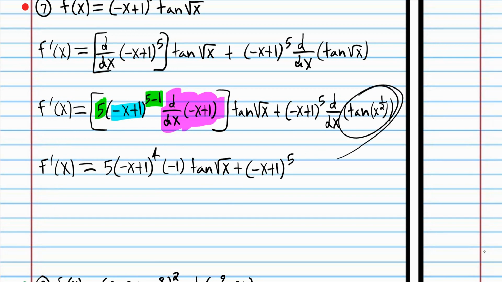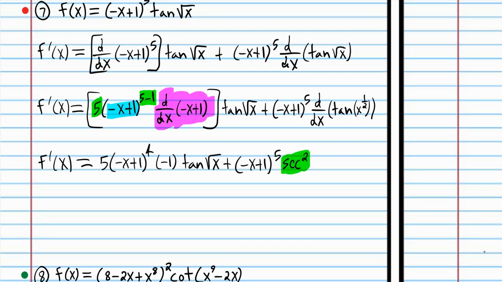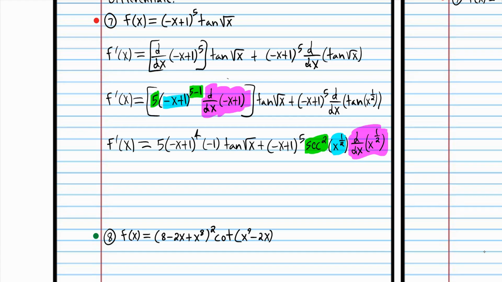So this is a function inside a function, so we have to use the chain rule. We're going to find the derivative of the outside function. The outside function is a tangent function. So the derivative of tangent is secant squared. That's step number 1. But step number 2 is to keep the inside function unchanged. And then step number 3 is to multiply all that by the derivative of the inside function. So again, we had to use the chain rule twice, once here and once here.